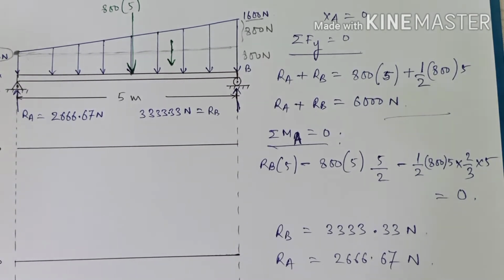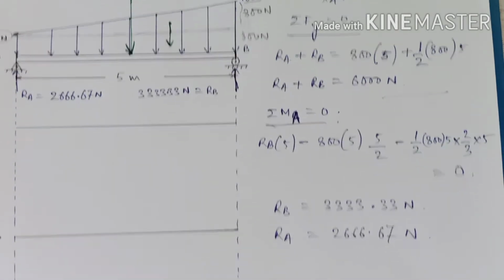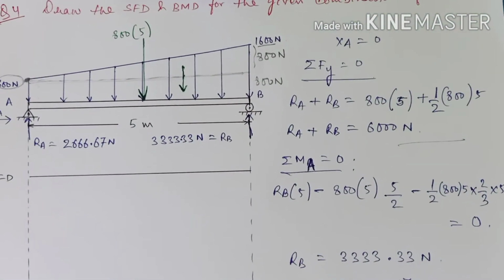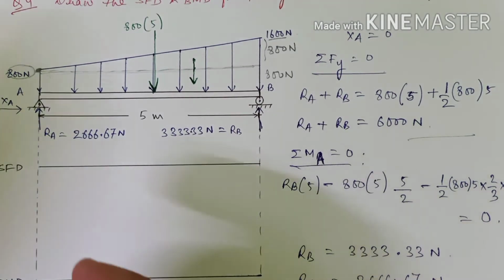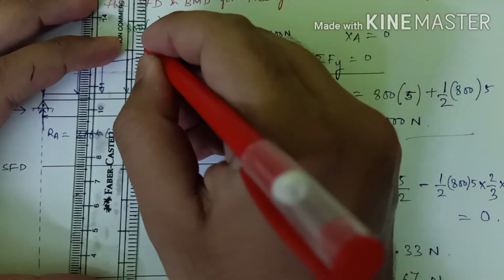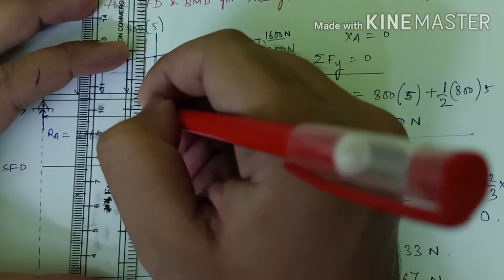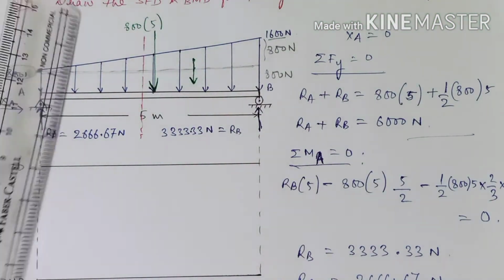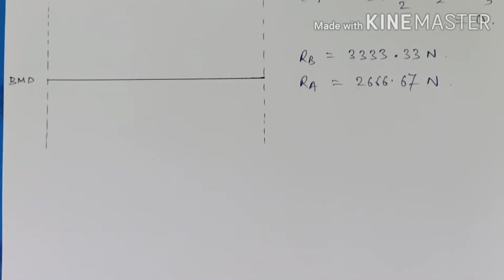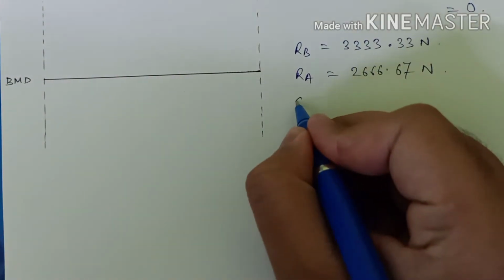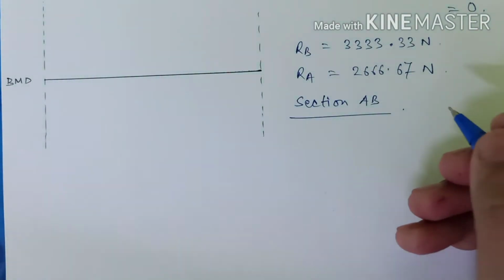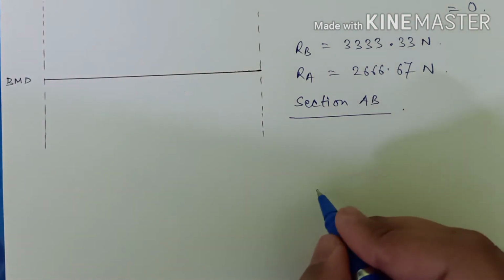Now we have to find the shear forces, right? So let's proceed. For finding the shear forces, we have to consider a section. Because we have no other point loads on the beam, if you take only one section, our problem will be solved. So basically section AB will be the only section here. I'm writing section AB.